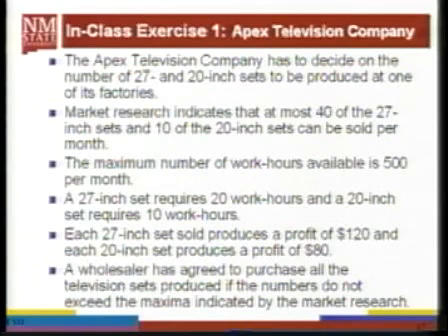So in this case, how many decision variables do we need? Yeah, intuitively, just two, right? One for the number of 27-inch TV sets to be produced per month, and another for the number of 20-inch TV sets to be produced per month, right? So we have two decision variables.